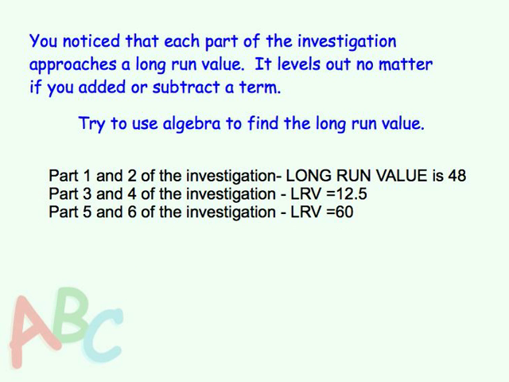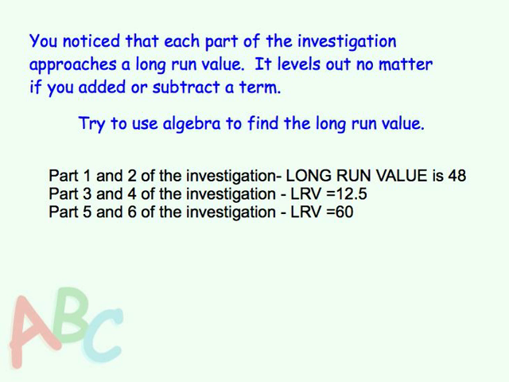You notice that in each part of the investigation, it approaches what we call a long-run value. That long-run value is where it levels out, no matter if you added or subtracted a term. So if you recall part 1 and 2 of the investigation, the long-run value after taking away the Skittles and adding in Skittles comes out to be about 48. Once we get to 48, the number of Skittles taken away and the number of Skittles given are the same, so that value of 48 will never stop changing.